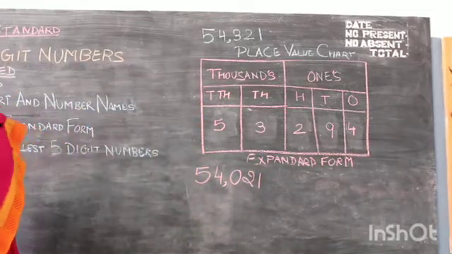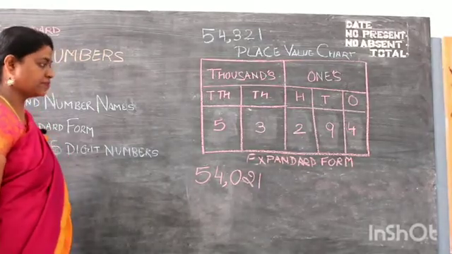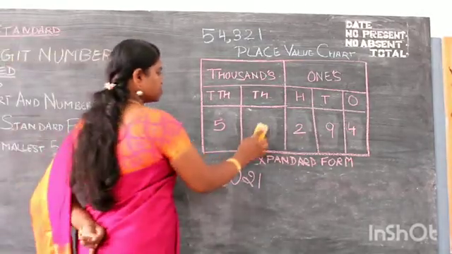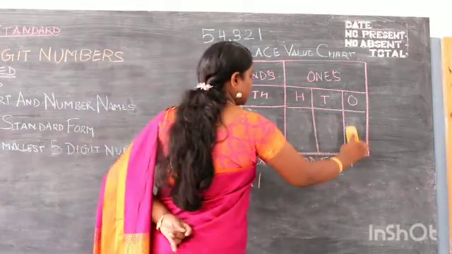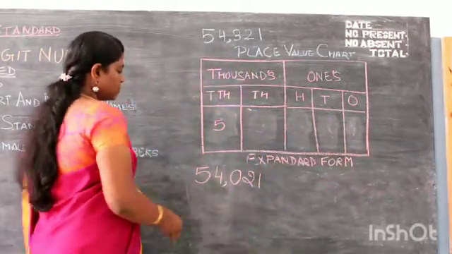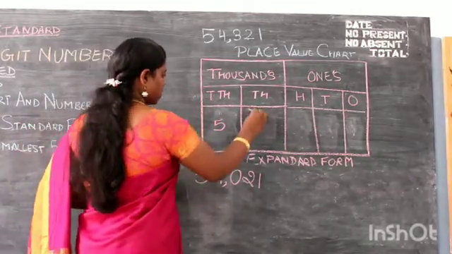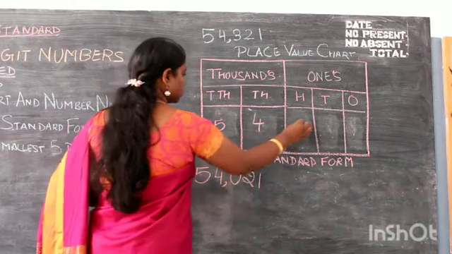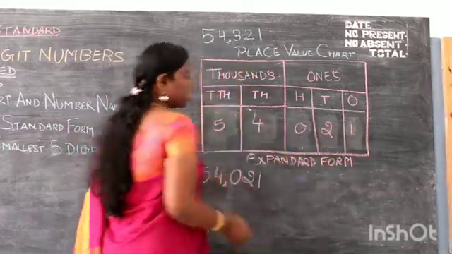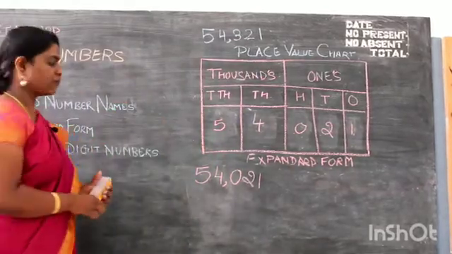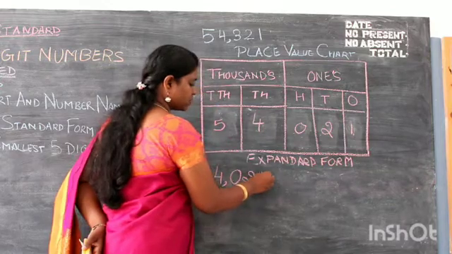Okay children, let us take this number 54,021. Okay, so what are we going to do here? How are we going to write these numbers in the place value chart? So you have 5, 4, the 0 comes here and the 2 comes here and the 1 comes here. Okay, how are you going to write the expanded form for this? You're going to write the expanded form in the same way as we wrote last time.